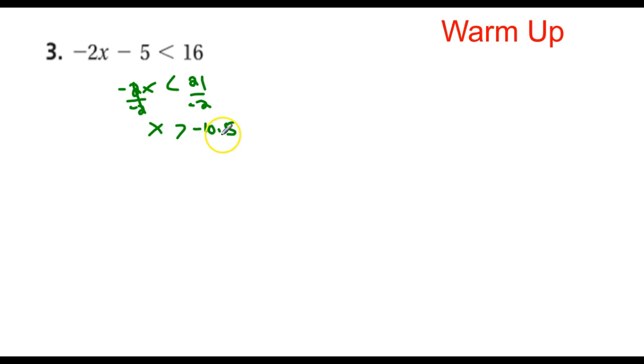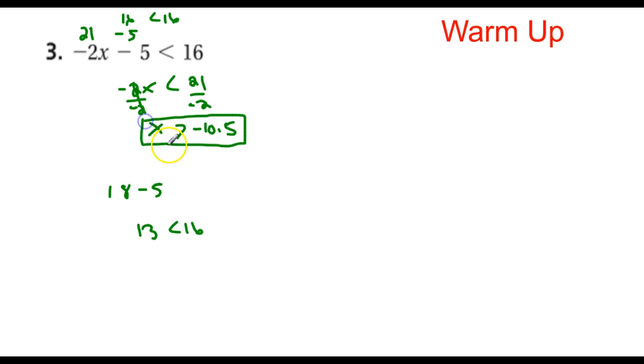So any number bigger than negative 10.5 will make this work. If it's equal to negative 10.5, then I get positive 21 right here, and 21 minus 5 is equal to 16. Is 16 less than 16? No, it's not. So putting a bar here or letting it equal that would be a wrong thing to do. Pick a number that's greater than negative 10.5, like negative 9. If you substitute in, you get positive 18, and positive 18 minus 5 is positive 13. Is that less than 16? It is.